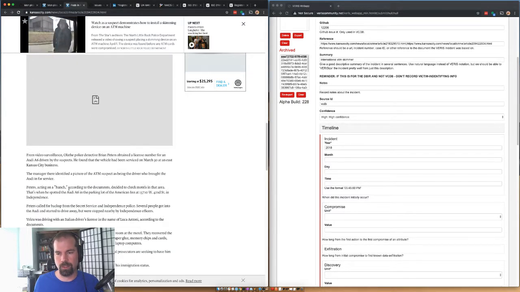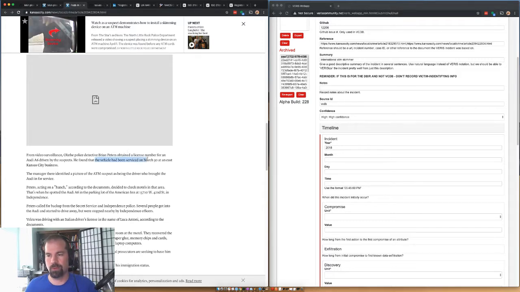Okay. Acted on a hunch. Created a document. Decided to check motels in the area. To find the picture, he found the vehicle had been serviced on March 30th. So, search the Audi. Okay, so it almost looks like the same day.